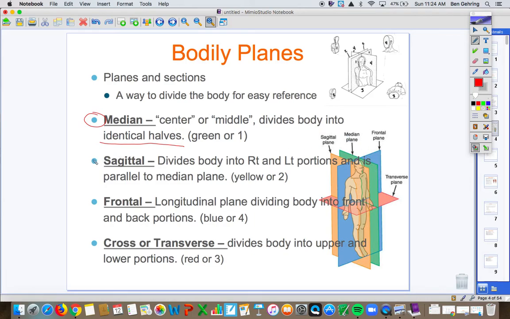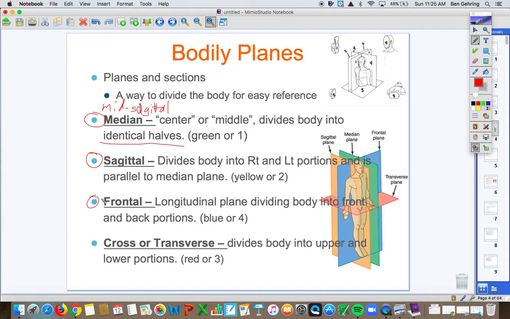The next one's sagittal. Sagittal divides just into left and right. So median is dead center, left and right. Sagittal, we can split you anywhere left and right. And so another name for median is called mid-sagittal. We can use either term, mid-sagittal, not sagittal. So mid-sagittal, median mean the same thing. Sagittal refers to any left and right half.